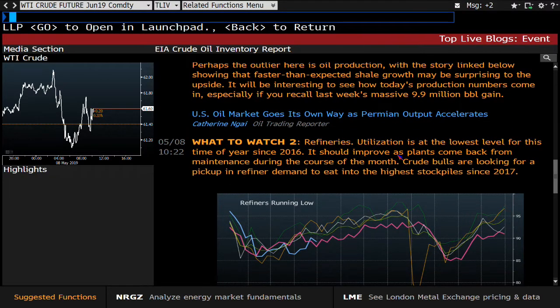And here we go, refineries. Utilization is at the lowest level for this time of year since 2016. Well, it's only 2019, that's not. It should improve as plants come back from maintenance during the course of the month. Crude bulls are looking for a pickup in refiner demand to eat into the highest stockpile since 2017.